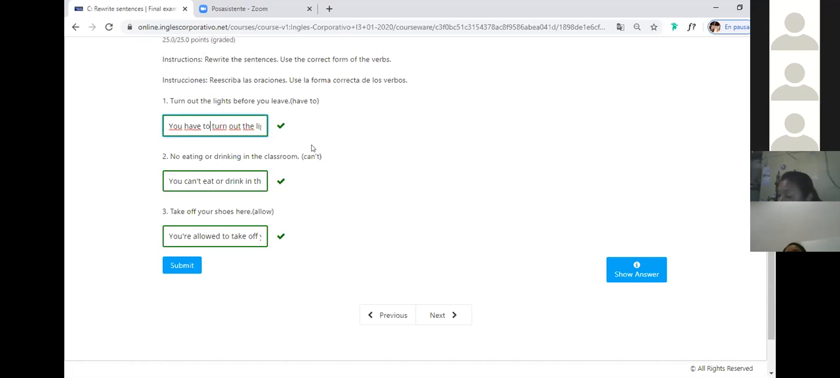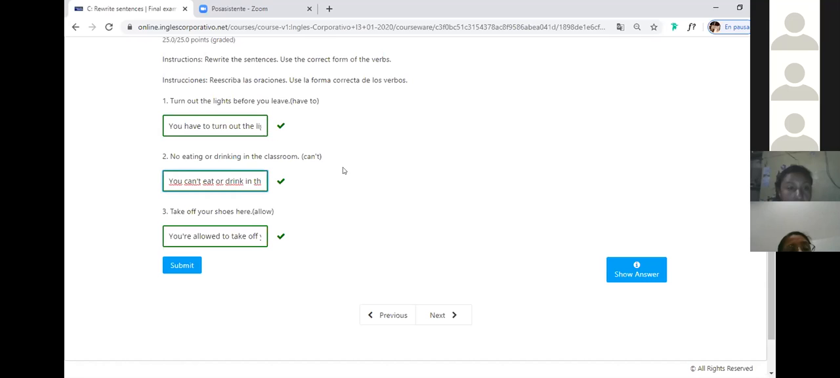Ajá. Hold the line. Espérame, tranquilo. Rápido, muy rápido. Este hombre le gusta rápido. Turn out the light. Out, ajá, the light. To turn out. Ajá, es out. Out. No es off. The lights. Ajá, before you leave. Before you leave. Ajá. You leave. Leave. Okay. Sí, hay que poner el punto siempre, ¿verdad?